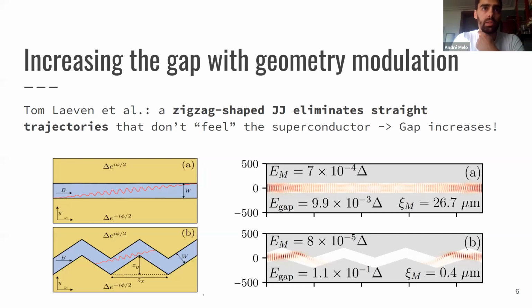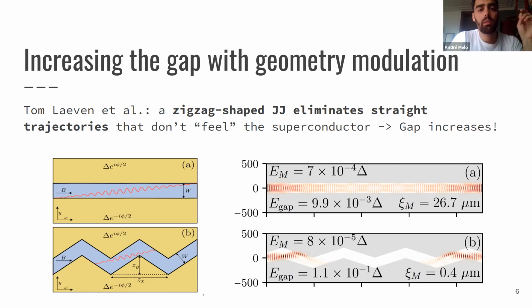In that spirit, there was a work that came out in 2019 from people in our group, where they looked at the question of how to increase the topological gap in these topological Josephson junctions. And what they found out is that if you take a straight Josephson junction and you make it zigzag shaped, you actually increase the topological gap by an order of magnitude.